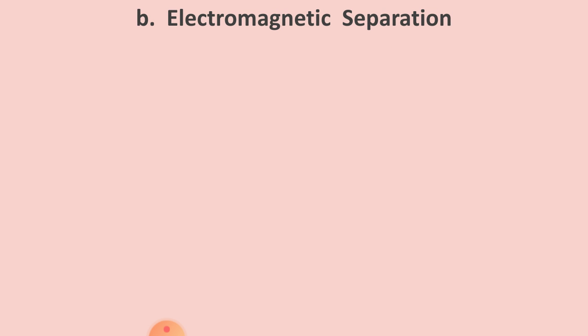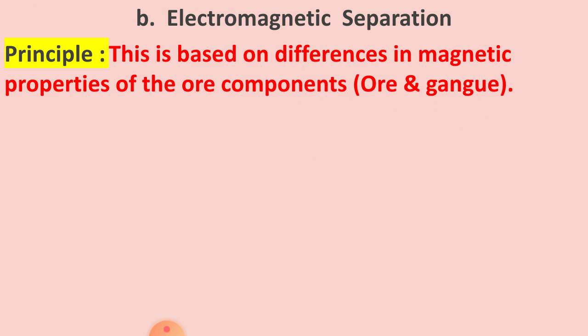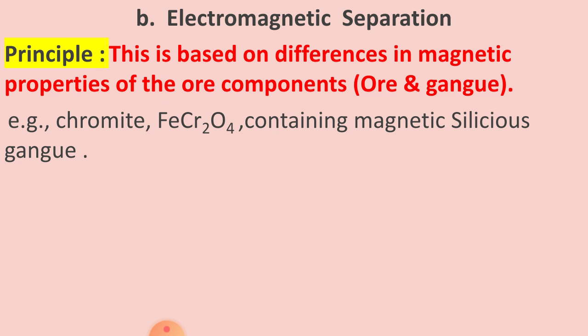Now students, the second method of separation is known as electromagnetic separation. As the name indicates, electromagnetic separation. Here also you have to know the principle. It is based on the differences in magnetic properties of the ore components, that is ore or gangue. Gangue is basically the impurities attached with the ore particles, which can be removed by adding flux by formation of slag. So here we can remove the gangue by electromagnetic separation.